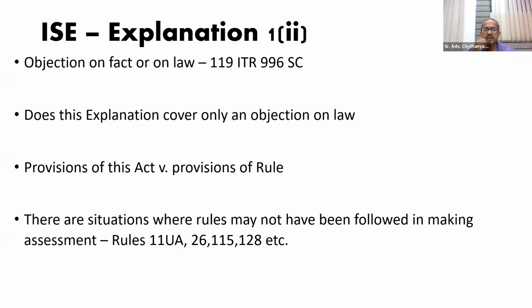See, there are so many rules, like Rule 11UA, forex conversion, you have 115, foreign tax credit you have 128, and depreciation rules are there. Now, if there is a breach of rule, would that imply that a breach of a rule made under 295 will tantamount to a breach of law indirectly, and hence will have to be taken? This has to be strictly interpreted.